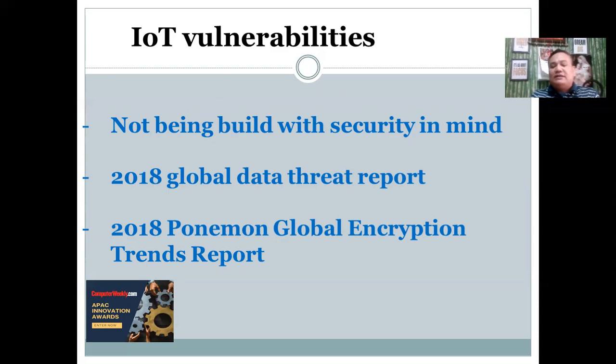The 2018 Global Data Threat Report found that nearly three-fourths, or 71%, of organizations are aggregating data from the millions of IoT devices already in use. While IoT security as a whole remains lacking, we are nonetheless seeing more organizations starting to apply measures to protect IoT data. The 2018 Ponemon Global Encryption Trends Report found that 49% of enterprises are either partially or extensively deploying encryption of IoT data on IoT devices.